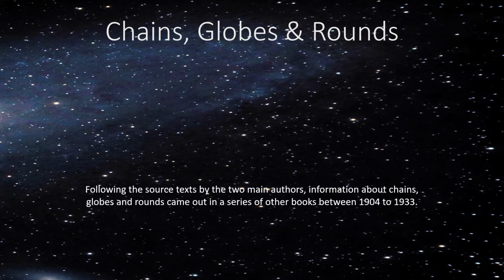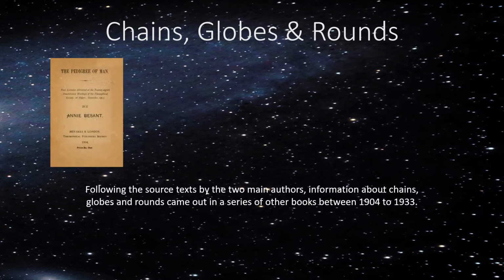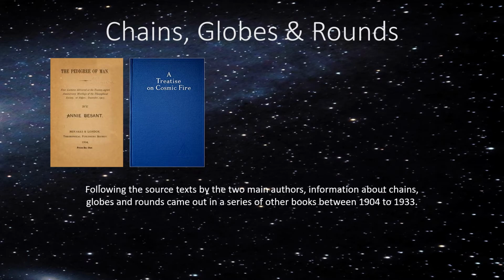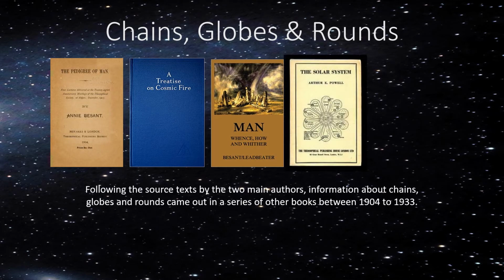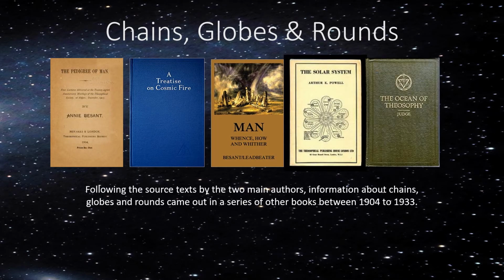Following these source texts by the 2 main authors, information about chains, globes, and rounds came out in a series of other books written between 1904 to 1933, starting with The Pedigree of Man by Annie Besant, Treatise on Cosmic Fire by Alice Bailey, Man, Whence, How, and Whither by Annie Besant and Charles Leadbeater, The Solar System by Arthur Powell, and The Ocean of Theosophy by William Judge.